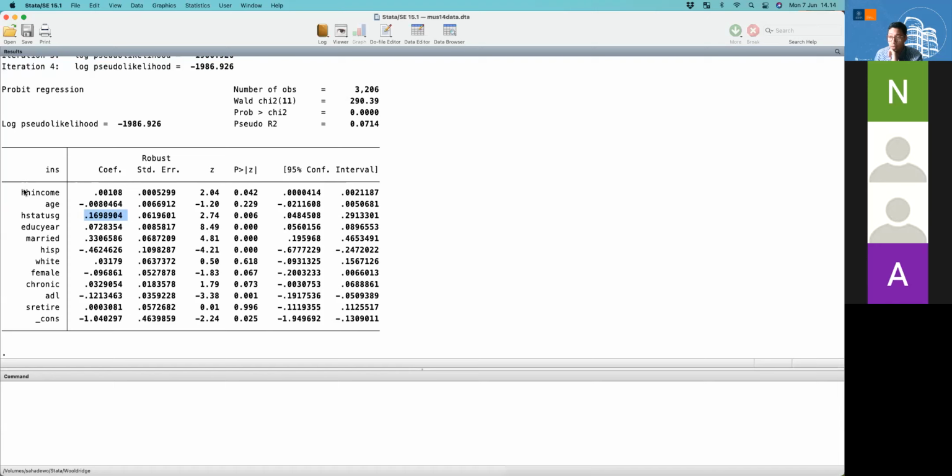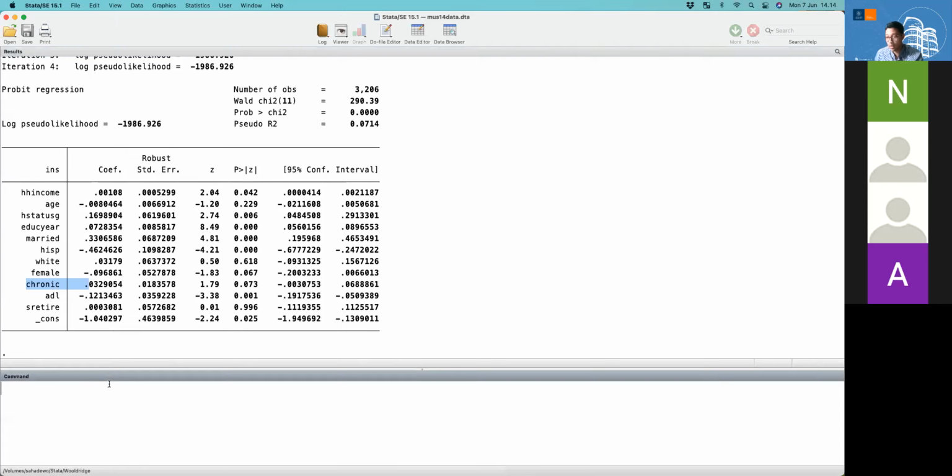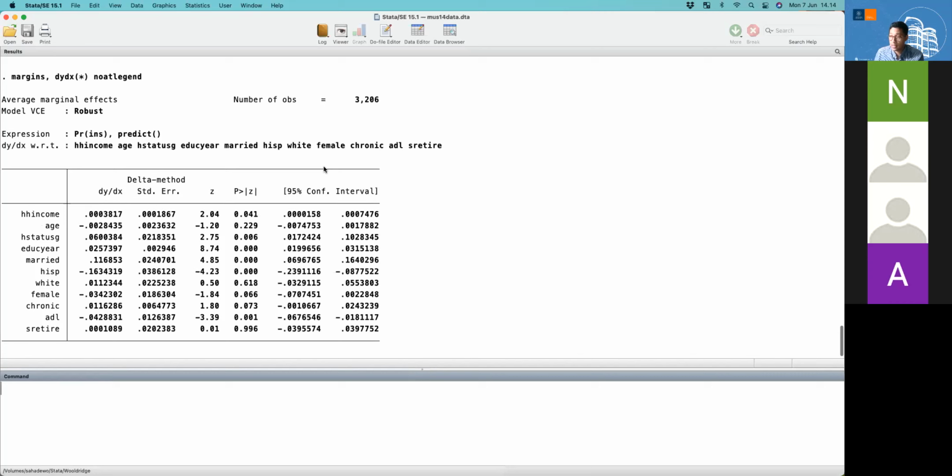Given that we have several discrete variables, such as an indicator whether or not the individual is white, an indicator on gender, and an indicator on chronic disease, it's more feasible for us to use the average marginal effects or the average partial effects rather than the partial effects of the average or the marginal effects of the average. The question is, how do we get the average marginal effects? It's relatively straightforward. It's just margins, dydx of all the explanatory variables. That's why I'm using the asterisk, to make it relatively simple. And so this is the result.